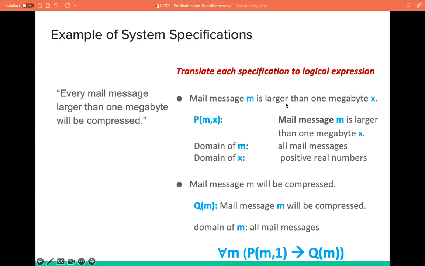And our restriction is that the mail message M must be larger than 1 MB in order for us to compress the mail message. So here we have for all M, or for every message M, wherein that message M is larger than 1 MB. As you can see, we have specified the 1 MB here. It implies that we are going to compress that mail message.